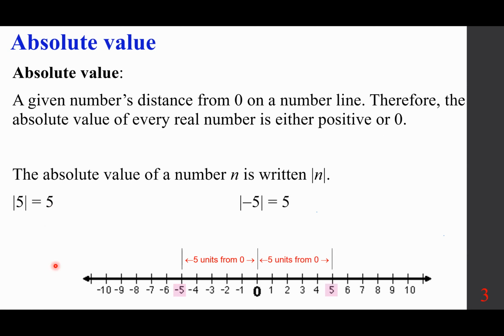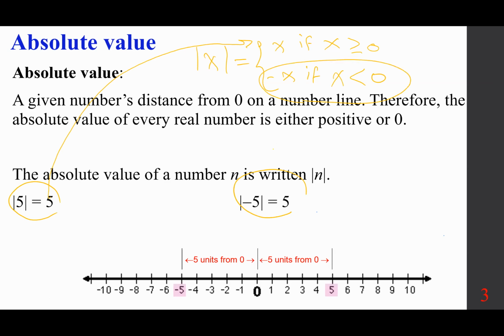And so the absolute value of 5 is 5. The absolute value of negative 5 is 5. What I want to write here is a general format for everybody. You may have seen this: x, if x is larger than or equal to 0, minus x, if x is less than 0. So this one is the top part, and this one is the bottom part.